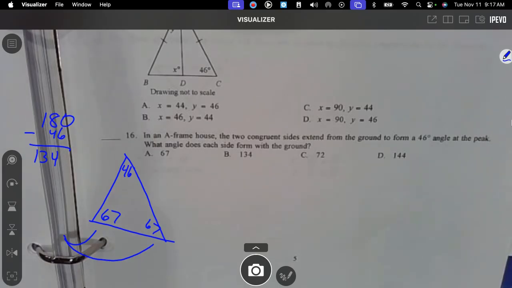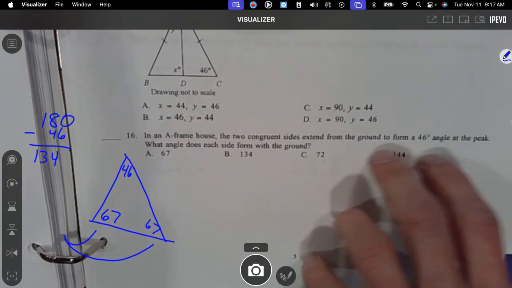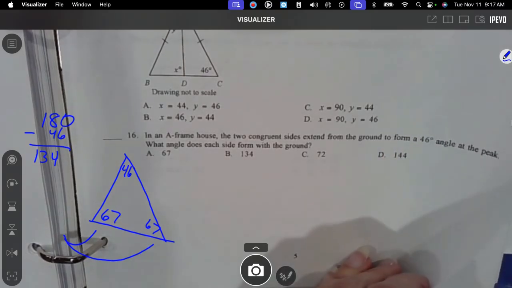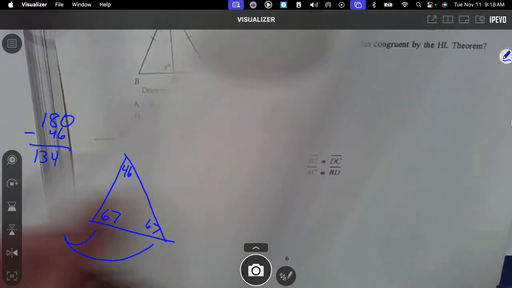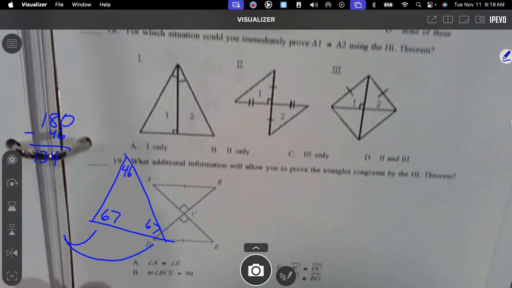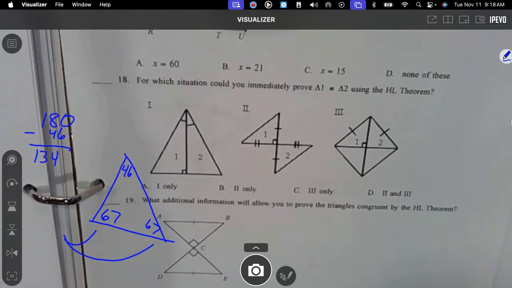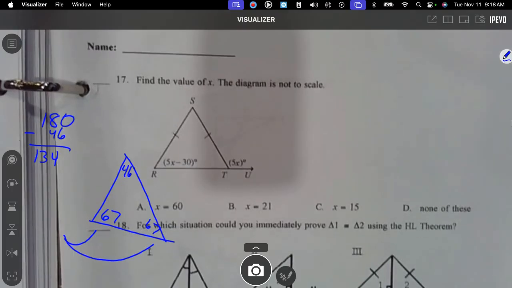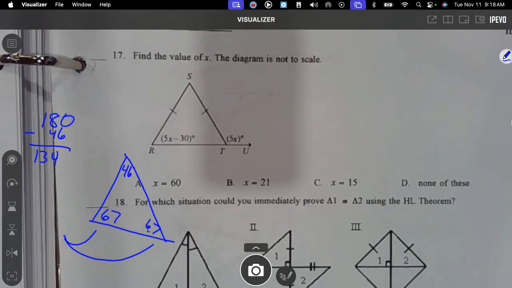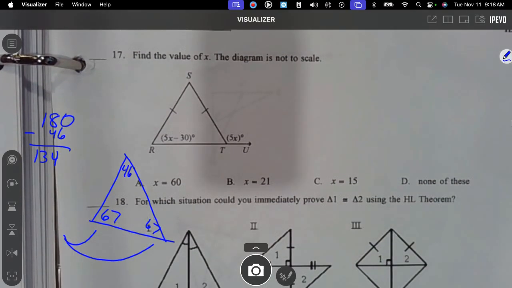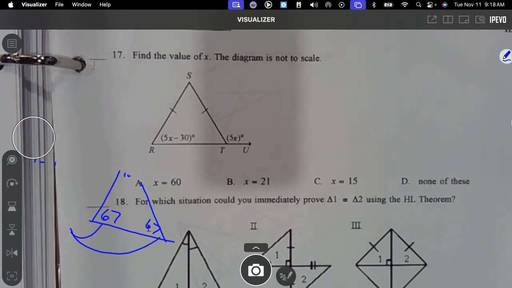Everybody good with that one? Okay, let's see what's next. This one. Let me move that. Okay. I think it's just 17 and 18 on this page. Okay, number 17. This one, it says find the value of X.